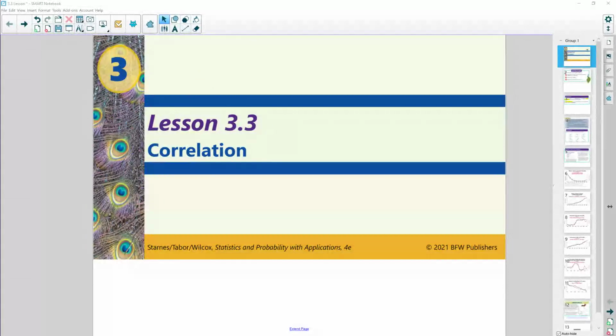Last class we focused on looking at a scatter plot and determining direction, form, and strength of an association or correlation. Now we're going to put a number to it, a number that basically defines how close our data is to a line, that line of best fit. This is called correlation.